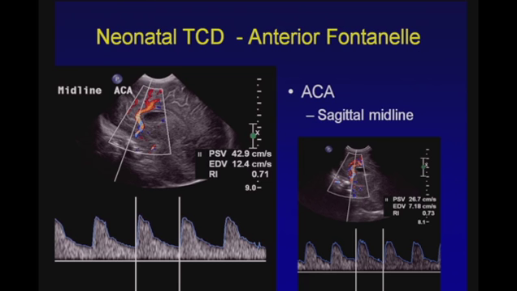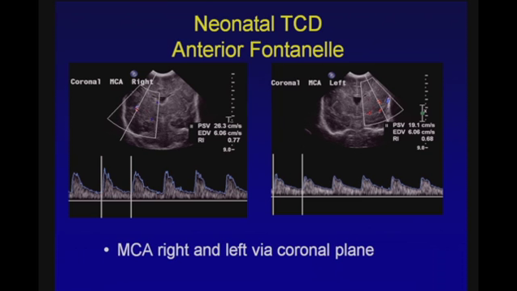We'll now look at the intracranial arteries. Via the anterior fontanelle in the sagittal plane, one can see the anterior cerebral artery. The pulsatility can again be assessed with peak systolic and diastolic parameters, which then can result in ratios including the resistive index. In the anterior fontanelle, moving to the right and left in the coronal plane, one can insonate the middle cerebral arteries.